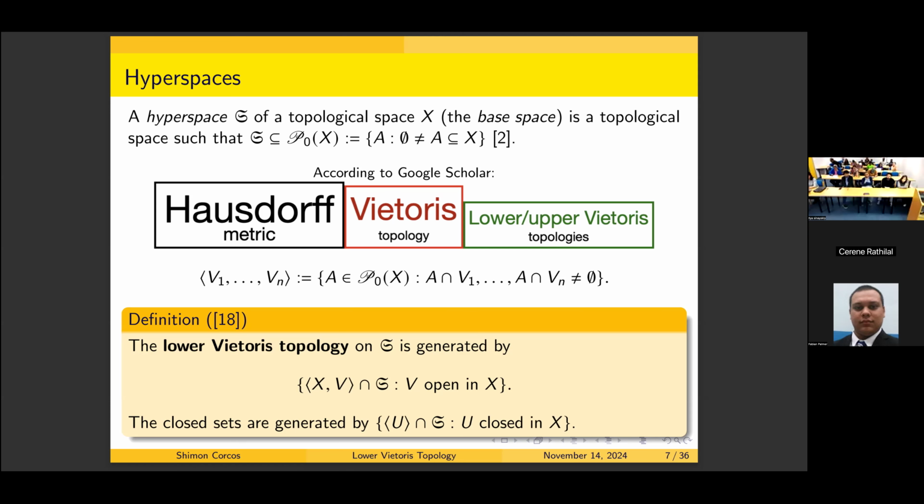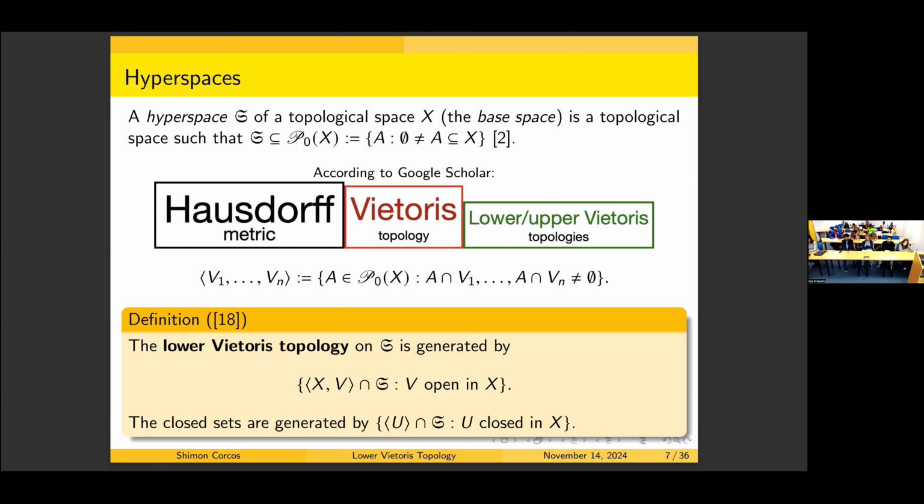So if we are given an arbitrary hyperspace of our base space X, then we say that the lower Vietoris topology on it is the one which is generated by these sets, where if you take a fixed open V in X, then we consider the set of elements of the hyperspace which all meet that open V. And the closed sets are generated by, if you take a particular closed set U in X, and you consider the set of elements of the hyperspace which are subsets.